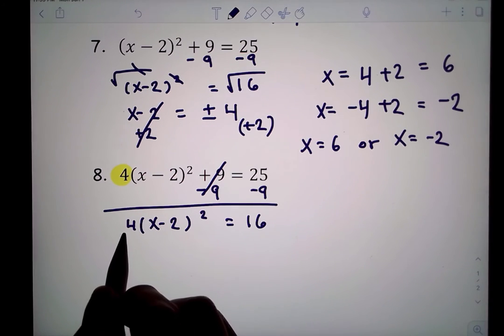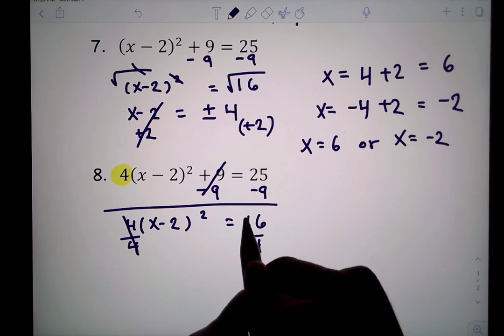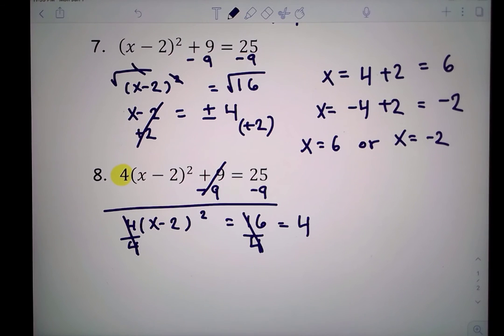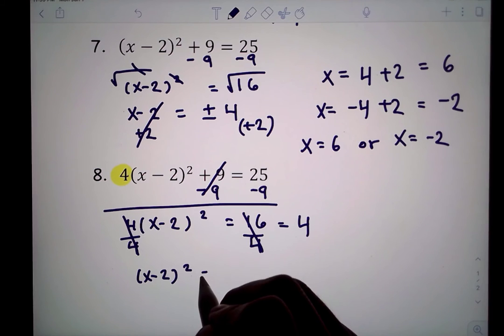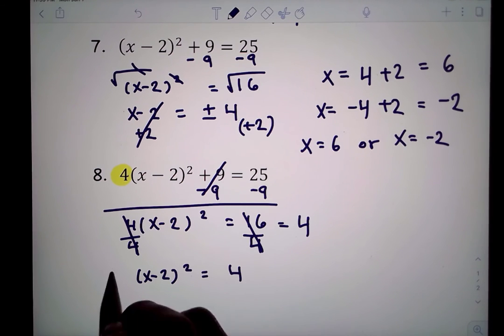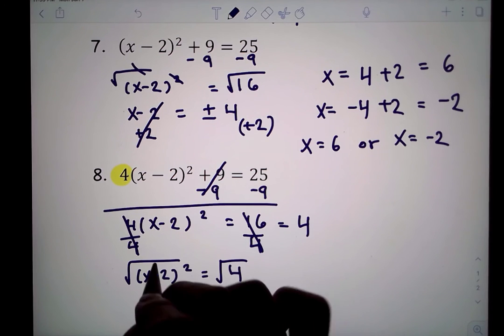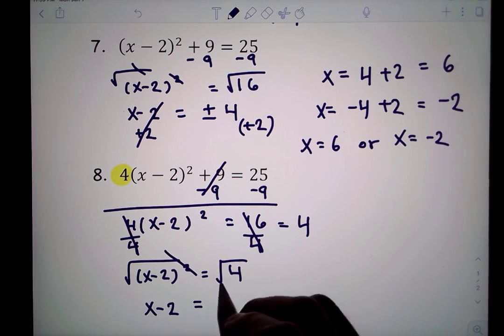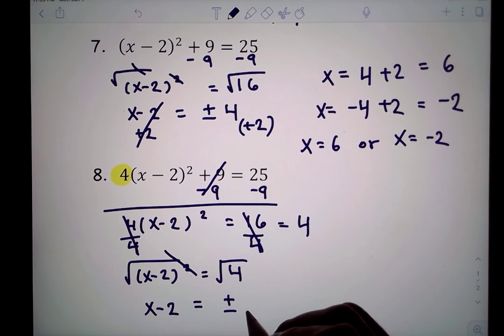And then I don't need this 4, so you divide it by 4, divided by 4. Then 16 over 4, that is 4, right? So now I get x minus 2 squared equals 4. And you take the square root over here, then you cancel. You get x minus 2 equals what? Square root of 4. That is positive, negative, square root of 4, which is 2.